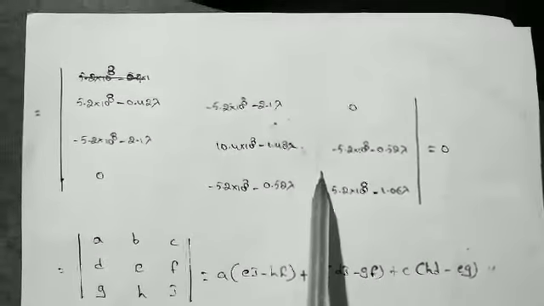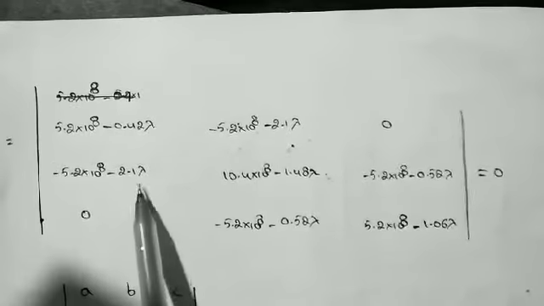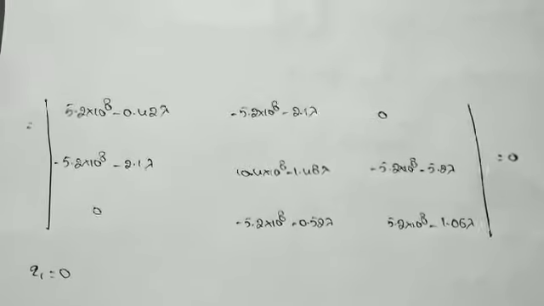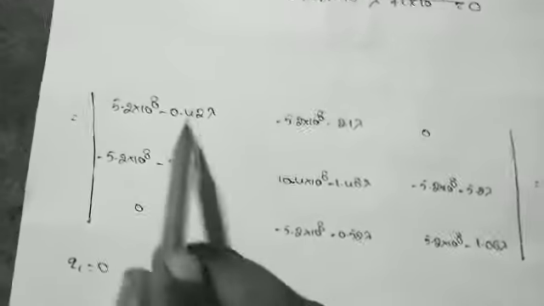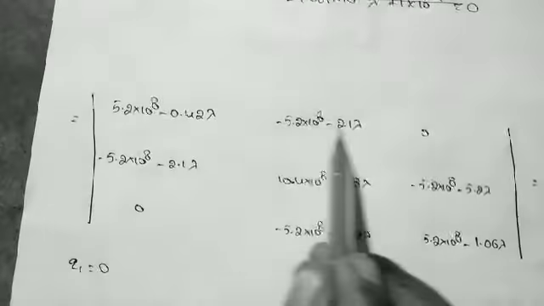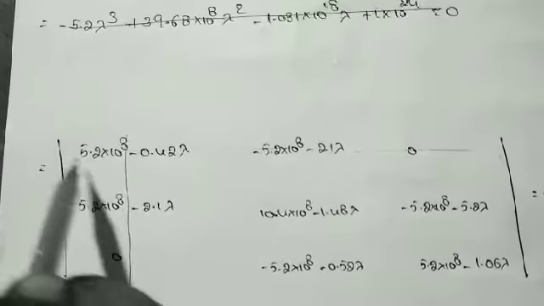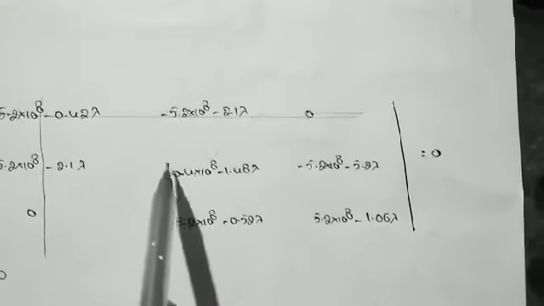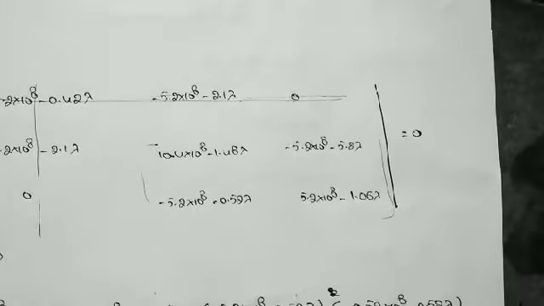At node 1, after subtracting each matrix, you will get this matrix. At node 1 there is a support, so eliminate the first row and first column. The remaining matrix is this one only. This remaining matrix is the determinant matrix.